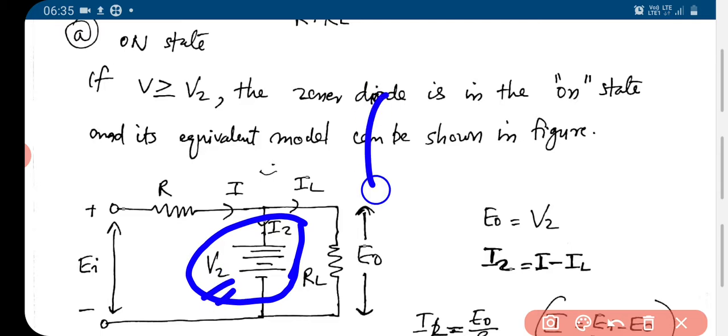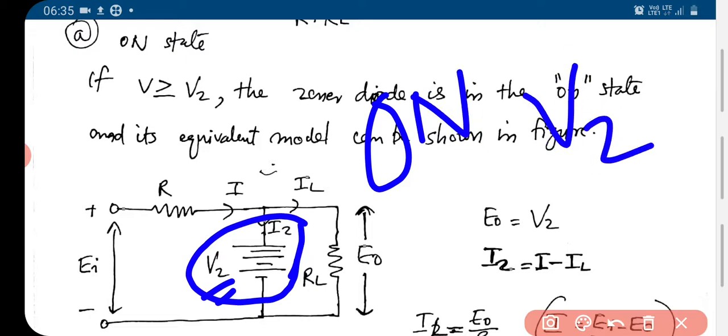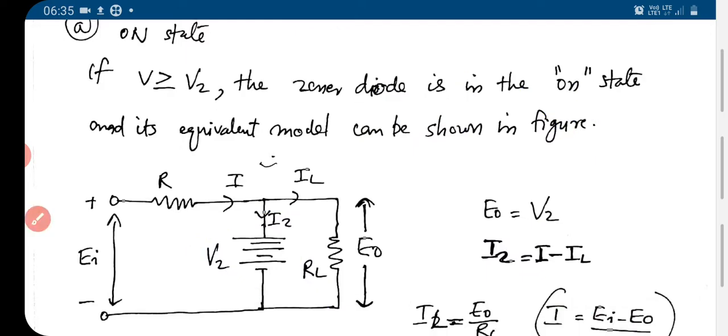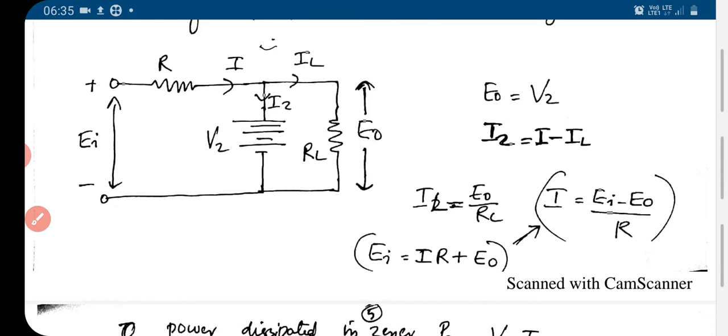The Zener is in the on state. It maintains a constant voltage Vz across it. So it can be considered as a battery of voltage Vz, and the voltage across RL, that is E0, will be equal to Vz.